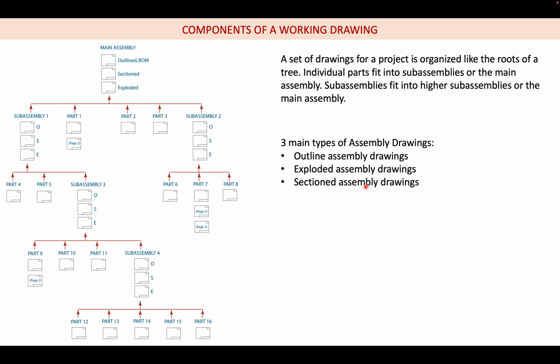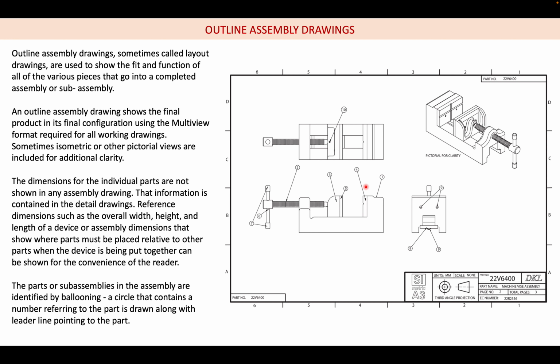This has already been covered in lecture, but we will still revise what those are. Okay, so the outline assembly drawing is also called a layout drawing. They are used to show the fit and the function of all the various pieces that go into a complete assembly or a sub-assembly.